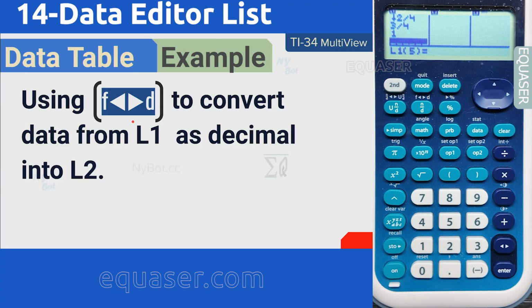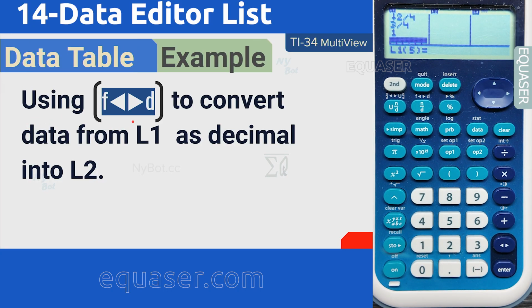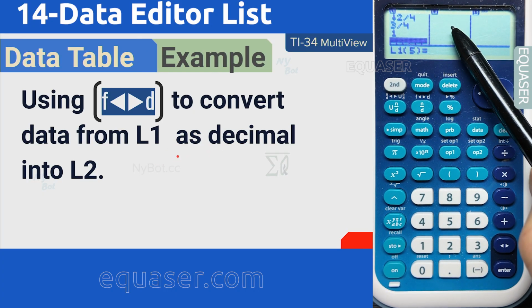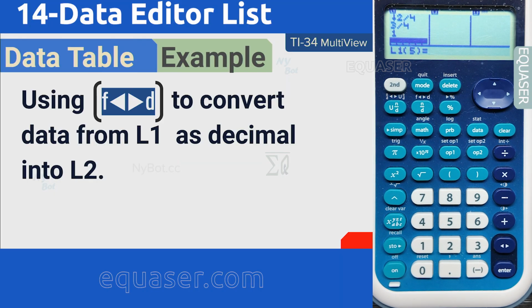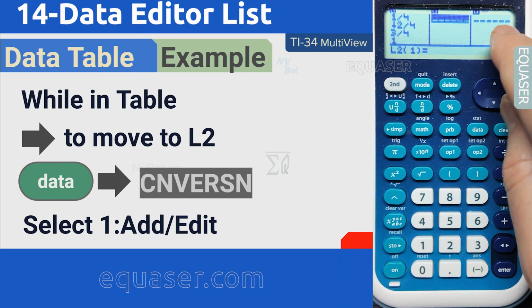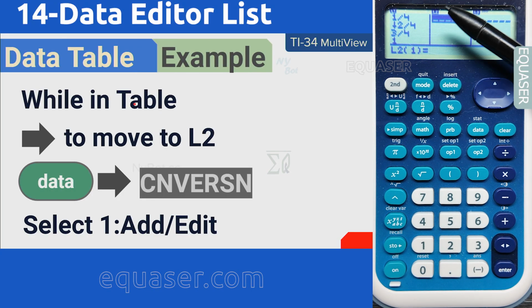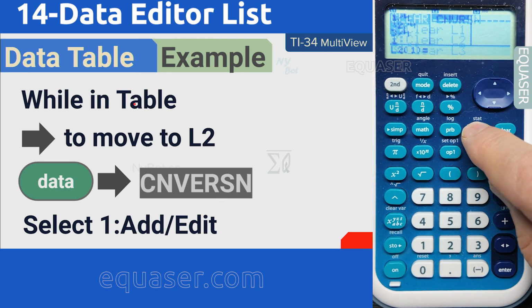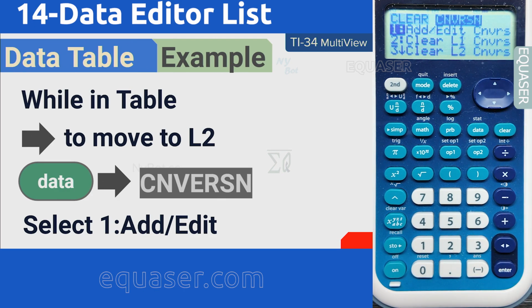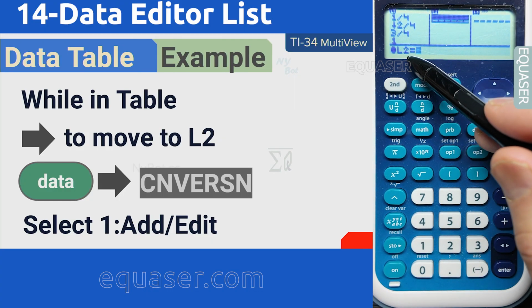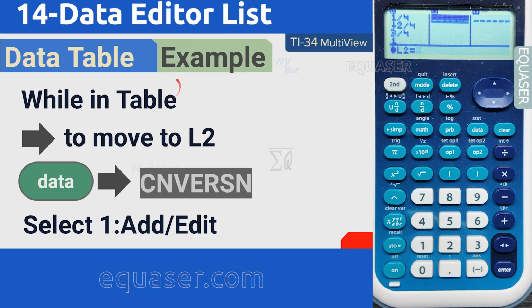Now using this F-D to convert data from L1 as a decimal into L2. We want to fill up this column with the decimal value of these fractions. Now with the arrow, go to the right side. Now we are at the top. Now press data and select conversion. This is very important, and we press 1, add, edit. Now we see L2. Before it was not there, because we did this procedure to bring it.